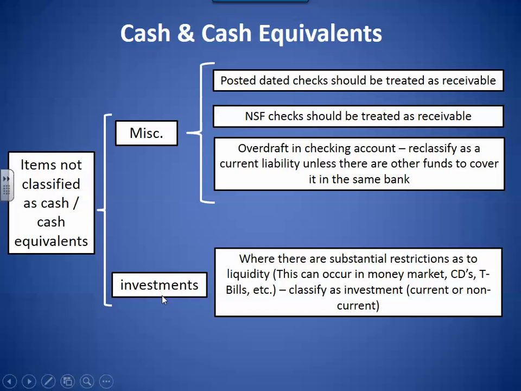Now again, investments basically are not considered cash and cash equivalents when there are substantial restrictions as to their liquidity. And that can even occur in short-term investments, typically in money market accounts or CDs where you have to give 30 days or 60 days notice on a withdrawal or whatever. There's restrictions. Those would typically not be classified as cash and cash equivalents. They'd either be classified as an investment, as a current or a non-current asset.